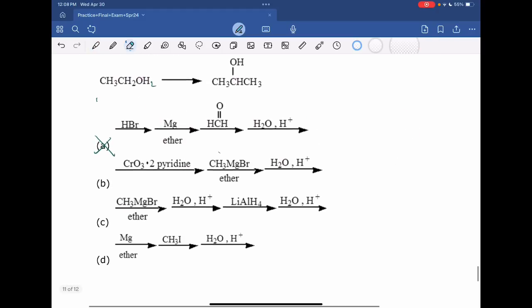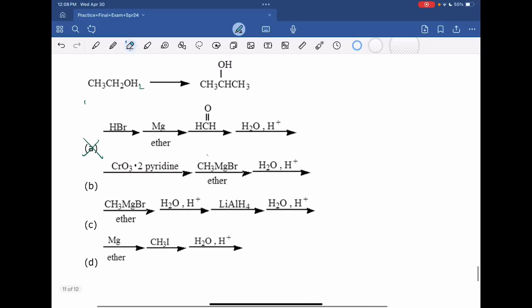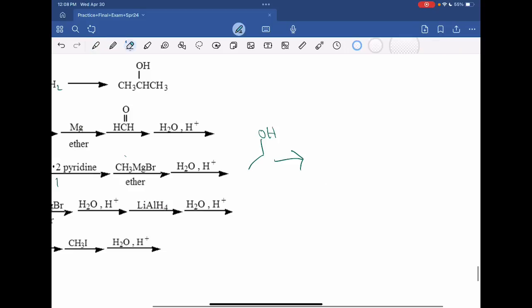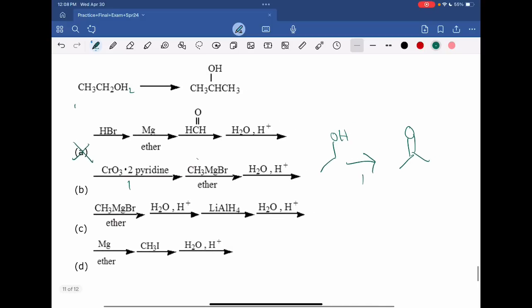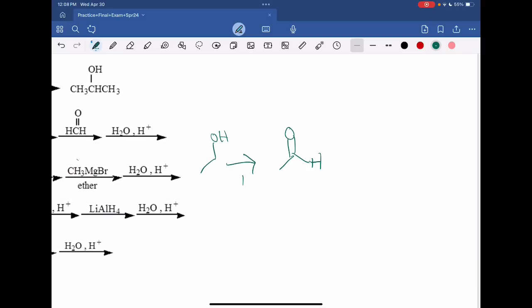Let's keep going. So B, pyridine and CrO3. Okay. This looks to me like oxidation. So you're starting with this, and after step 1, you will get this. Pyridinium chromate. This is what this is, I believe. And yes, it will oxidize this into an aldehyde.